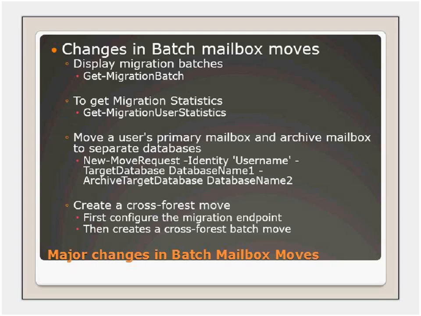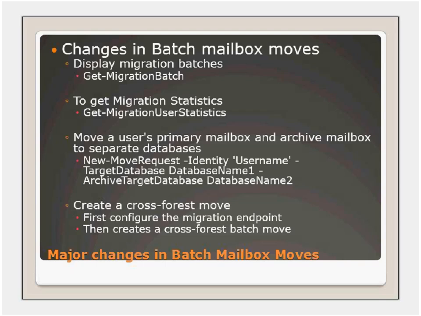This is something I talked about just some time back. What if you want to move the primary mailbox and archive mailbox to separate databases? That is how it is done. Say, new-moverequest with identity username, target database, and that is going to be the target database for your primary mailbox. And you have to give another parameter, archive target database, and then the database name. That's it. So it's going to go to two different places.